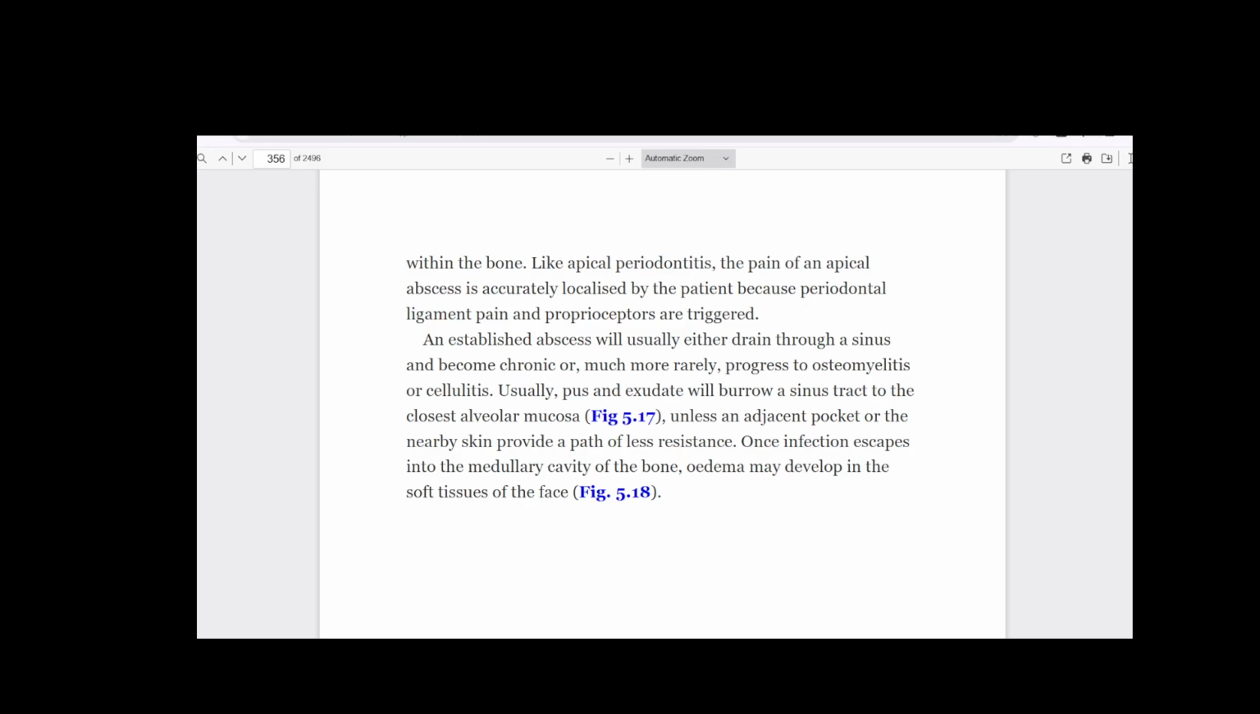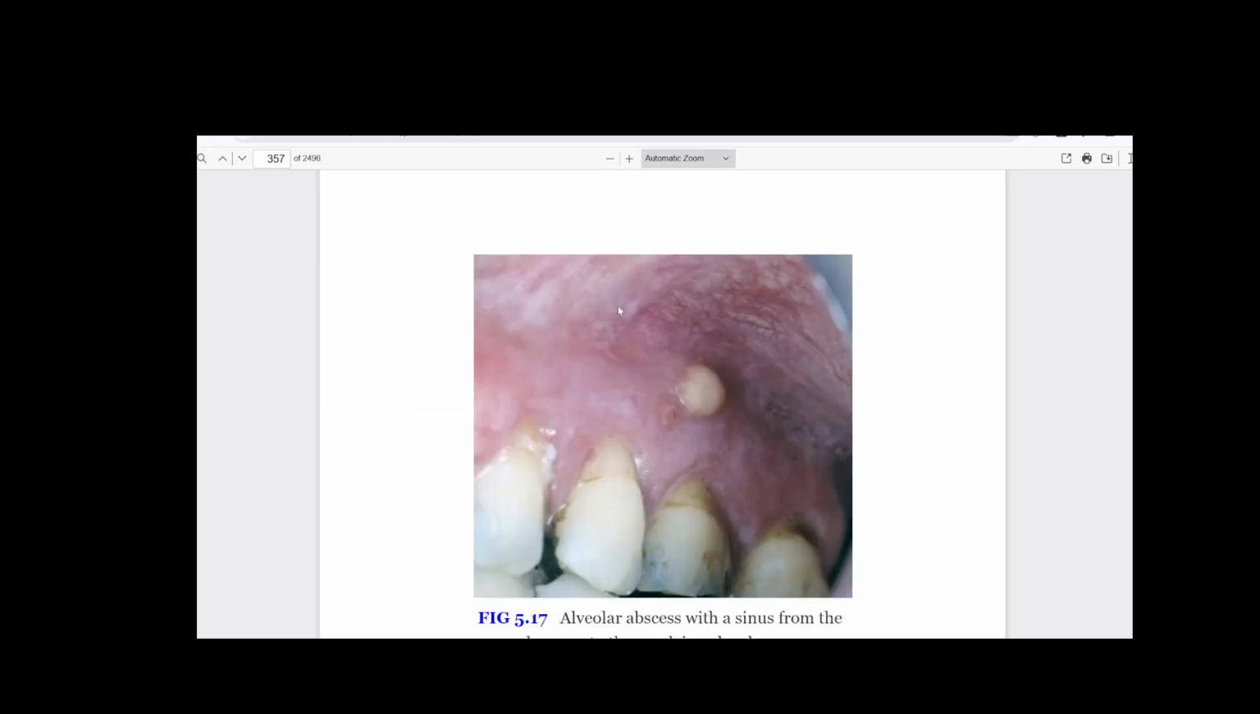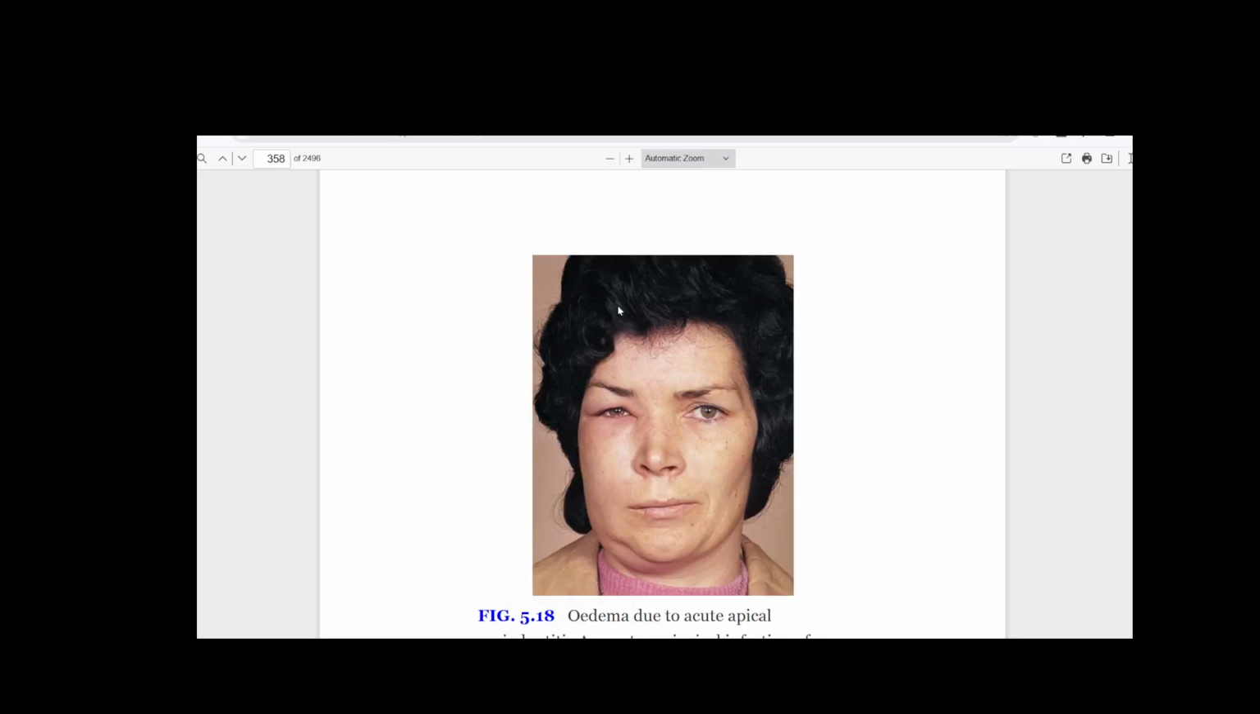Fig 5.18. Fig 5.17 Alveolar abscess with a sinus from the premolar apex to the overlying alveolar mucosa, where a small bead of pus is visible through the distended mucosa, a pointing sinus. Once this bursts and the sinus drains, the opening will become much less obvious. Fig 5.18 Edema due to acute apical periodontitis. An acute periapical infection of a canine has perforated the buccal plate of bone causing edema of the face. This quickly subsided when the infection was treated.